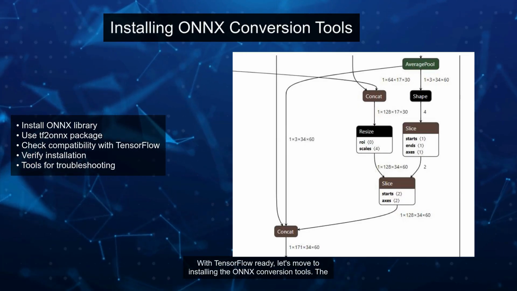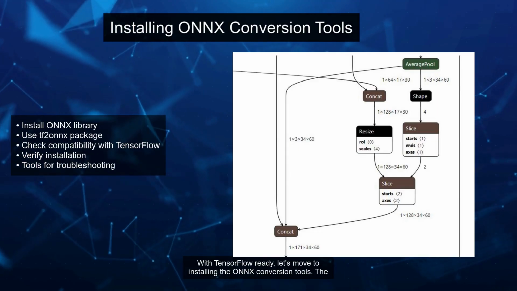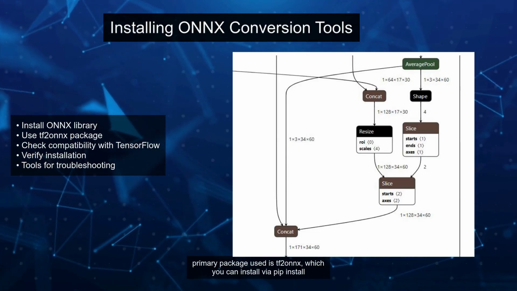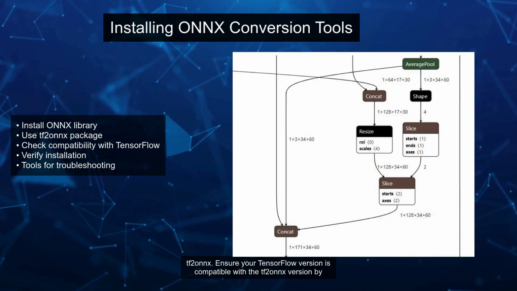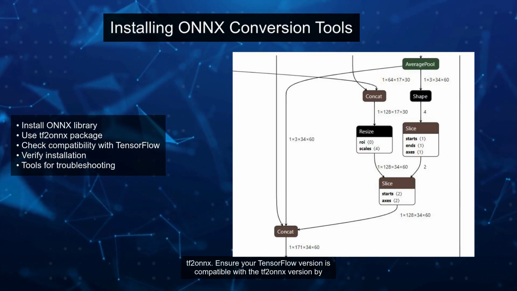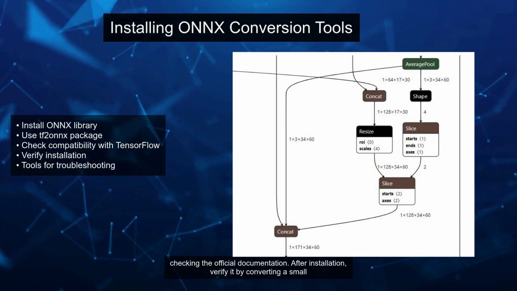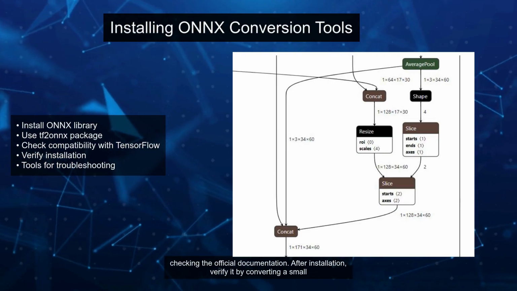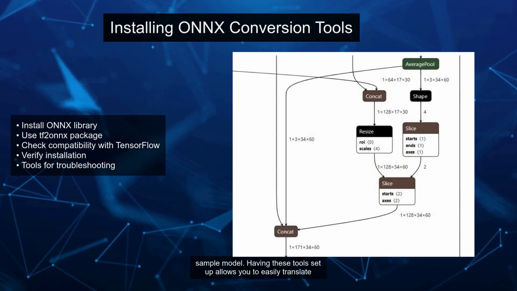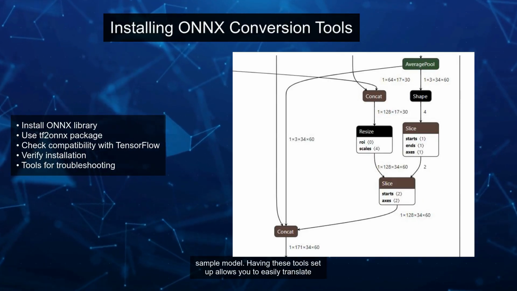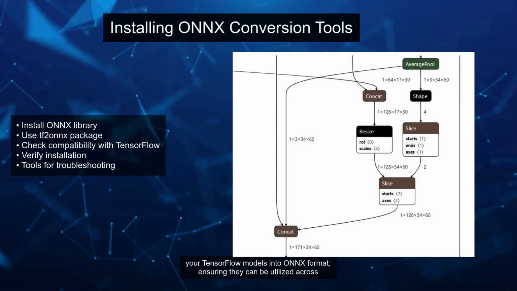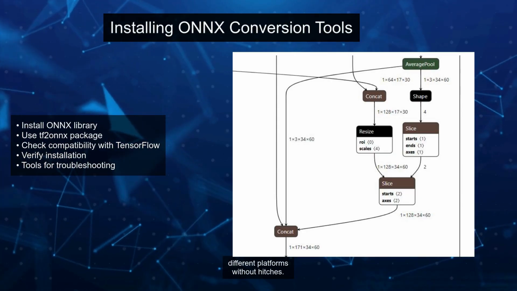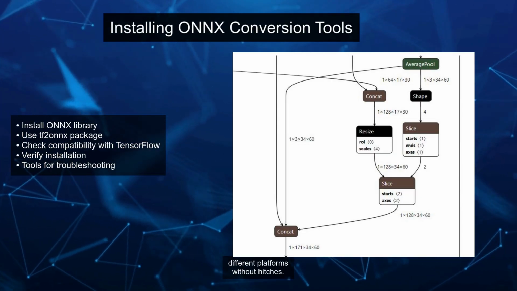With TensorFlow ready, let's move to installing the ONNX conversion tools. The primary package used is tf2onnx, which you can install via pip install tf2onnx. Ensure your TensorFlow version is compatible with the tf2onnx version by checking the official documentation. After installation, verify it by converting a small sample model. Having these tools set up allows you to easily translate your TensorFlow models into ONNX format, ensuring they can be utilized across different platforms without hitches.